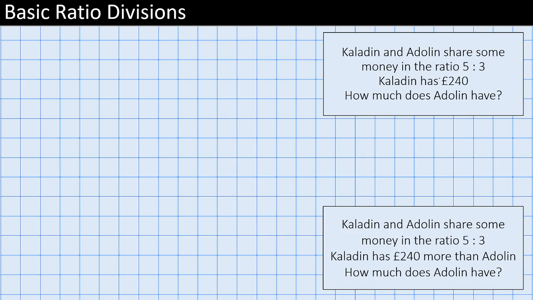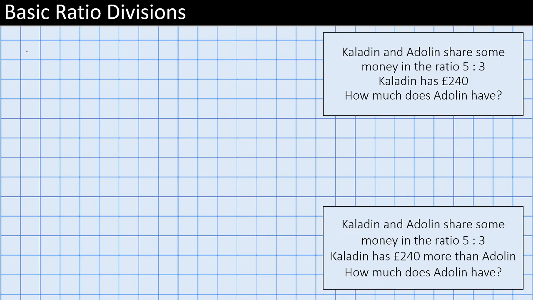Okay, so I've got two questions here which are very, very similar, but how you approach them and what you do with them will yield two very different answers. We've got two people who share some money in a ratio of 5 to 3. One of them has got £240. We want to know how much does the other person have.